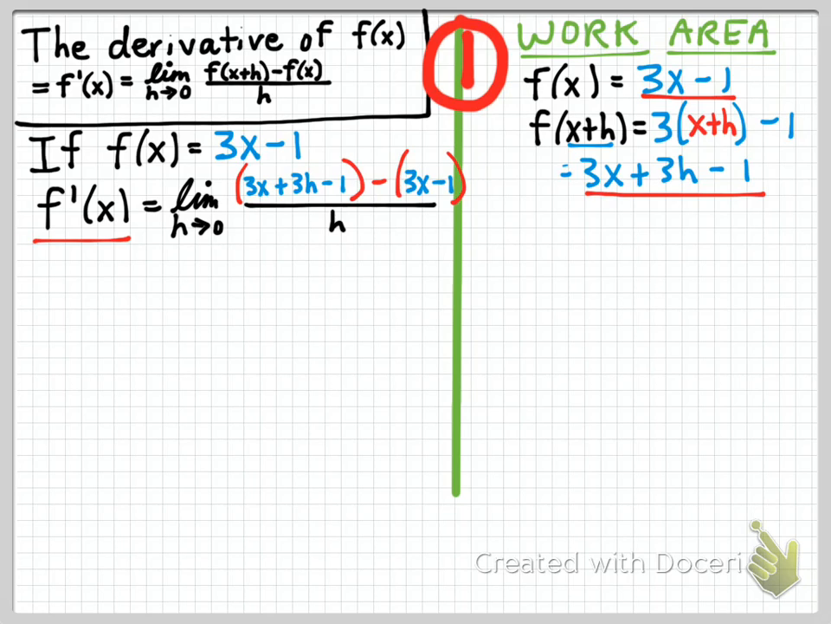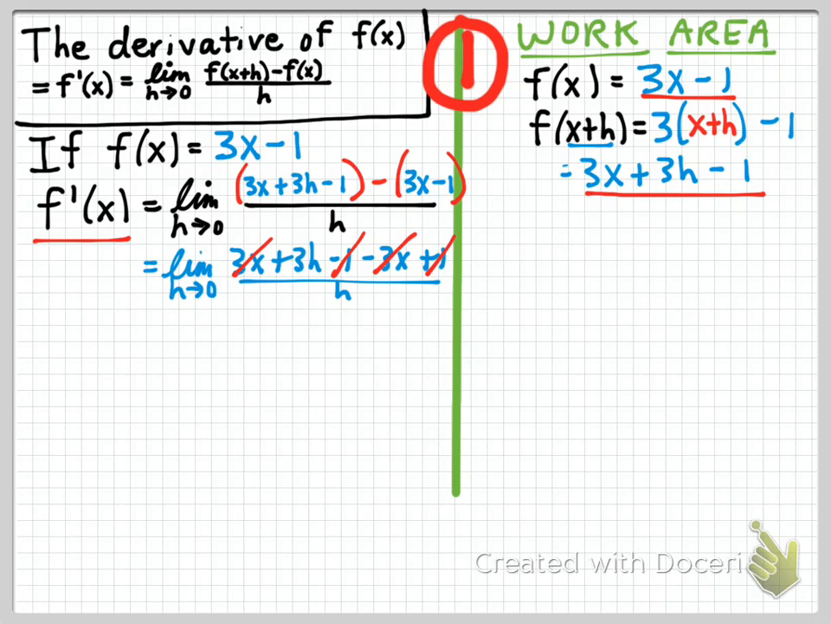Let's use blue again. So we have equals the limit as h goes to 0 of 3x plus 3h minus 1. Distributing the minus, we get minus 3x plus 1, all over h. And keep in mind, every time you do this, any term that doesn't have an h in it is going to cancel out. So we get 3x minus 3x, those cancel. We also get the negative 1 and the positive 1 canceling.